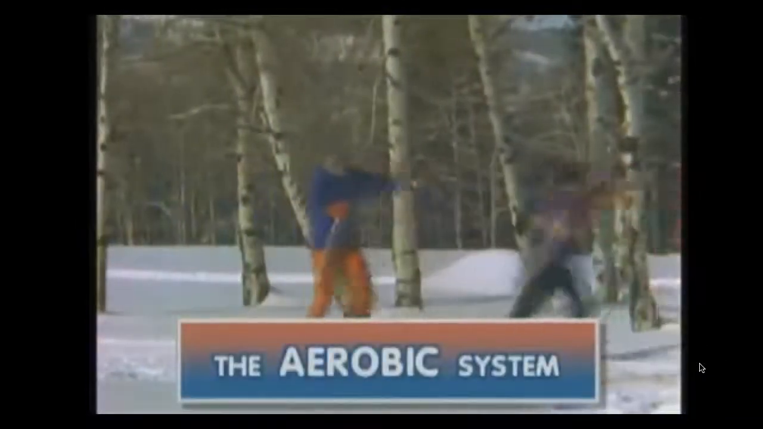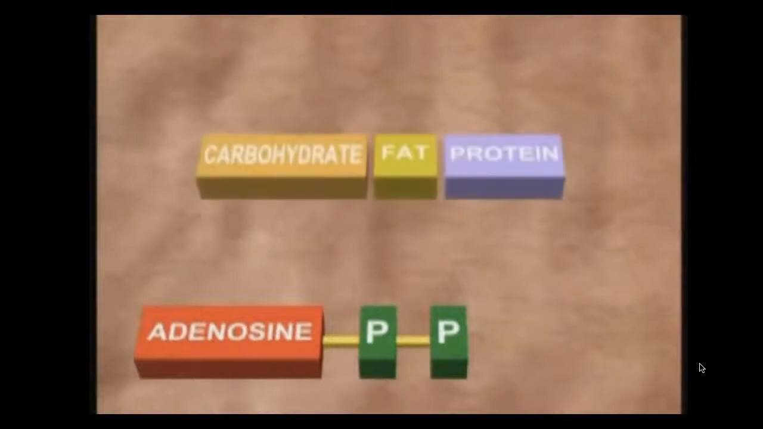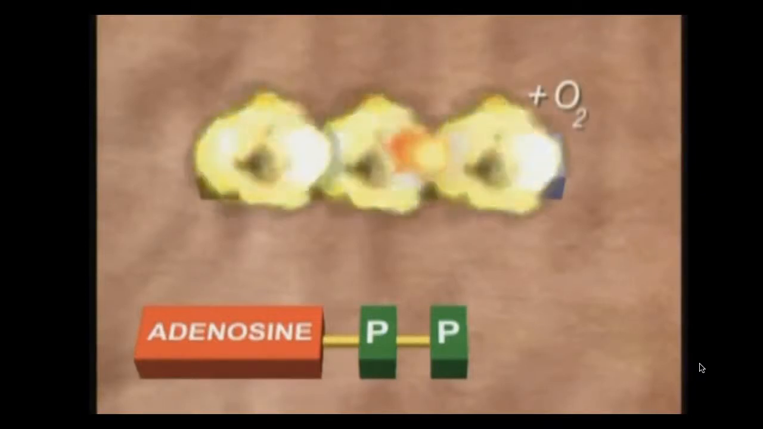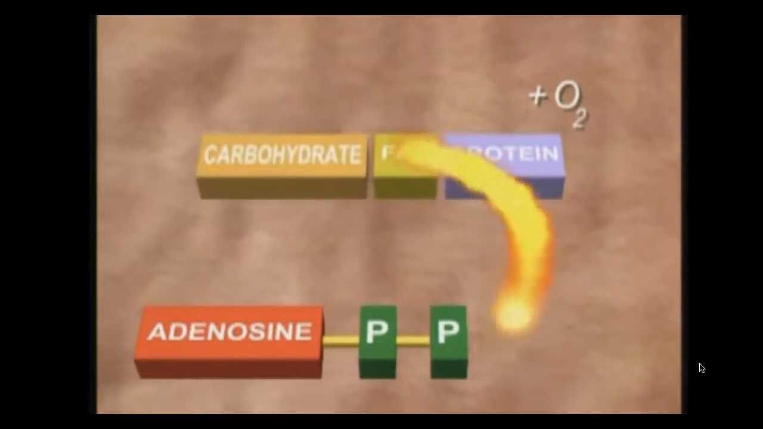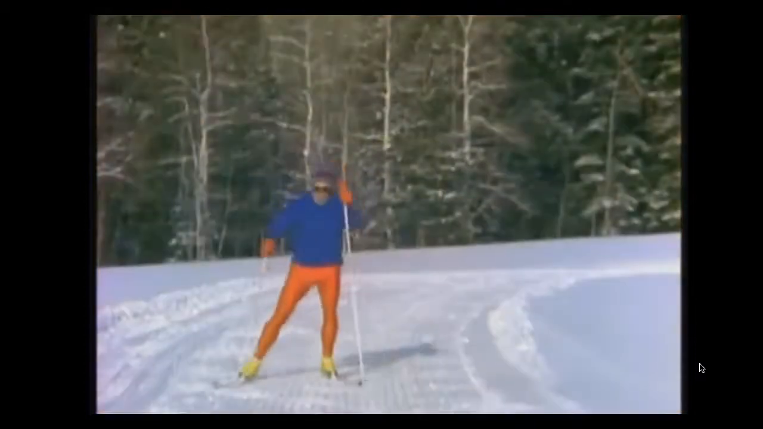When the body requires a more sustained supply of energy, it relies on the aerobic energy system. This system works by breaking down carbohydrate, fat, and sometimes even protein in the presence of oxygen. This produces large amounts of energy for ATP resynthesis, plus carbon dioxide and water. Unlike lactic acid, these byproducts are not harmful to performance.